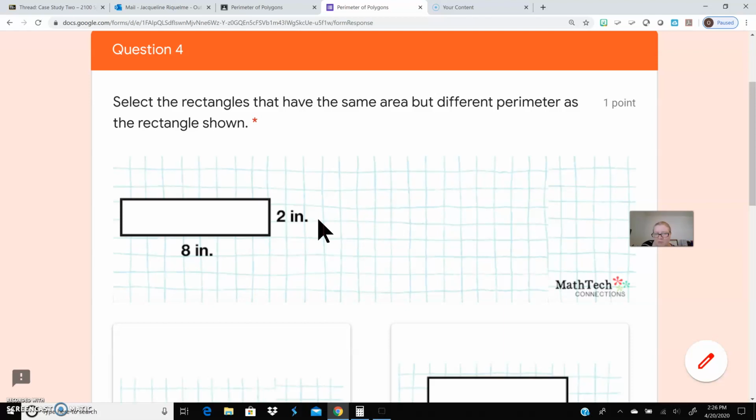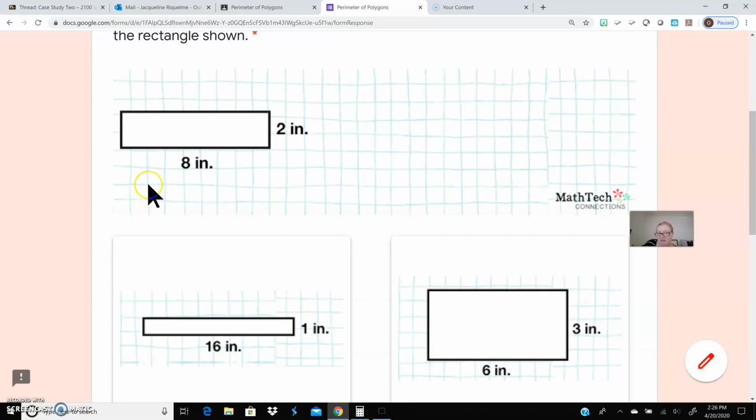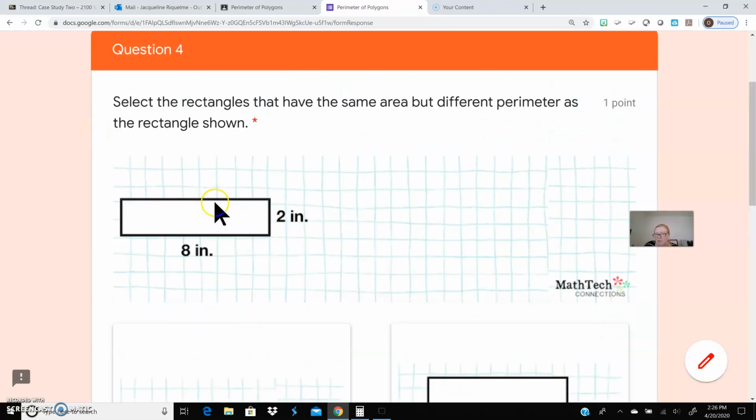Now they want to know, select the rectangles that have the same area. So we're looking for an area of 16, but have a different perimeter. Okay, so let's look at what the perimeter is going to be. The perimeter is going to be 8 plus 8, which is 16, right? And then 2 plus 2. Okay, so 8 plus 8 is 16, plus 2 is 18, plus 2 is 20. So I know the perimeter equals 20. So we're looking for shapes that have an area of 16, but do not have a perimeter of 20.